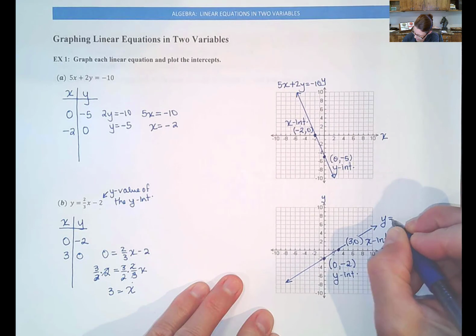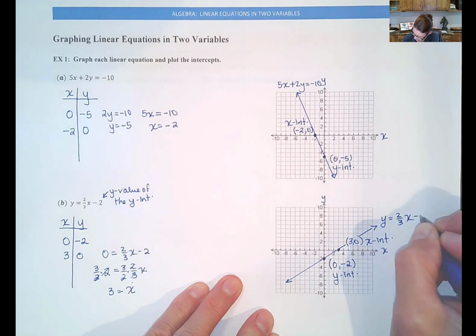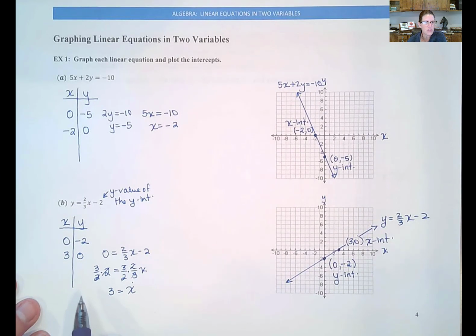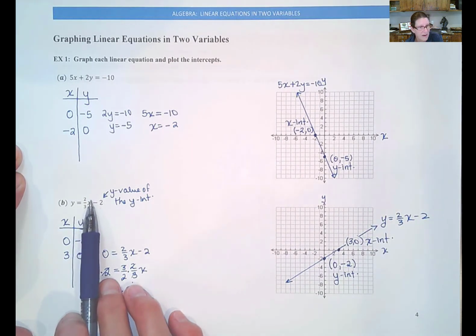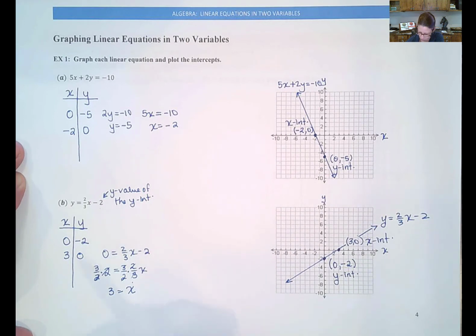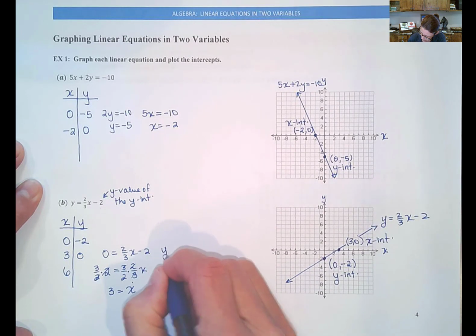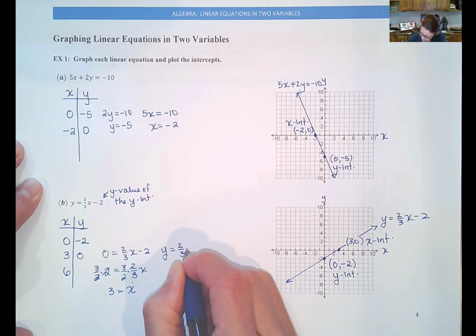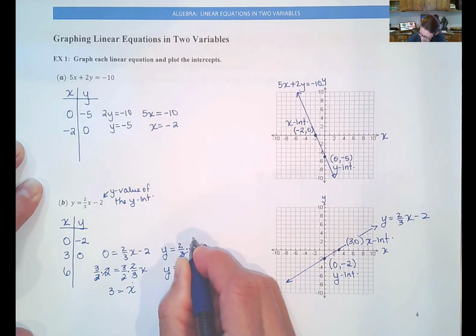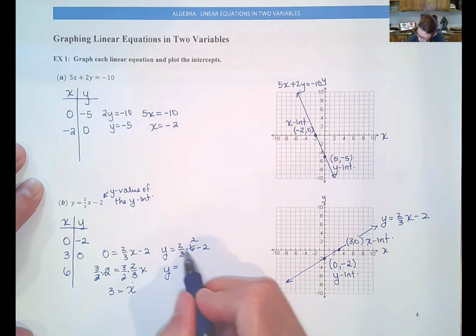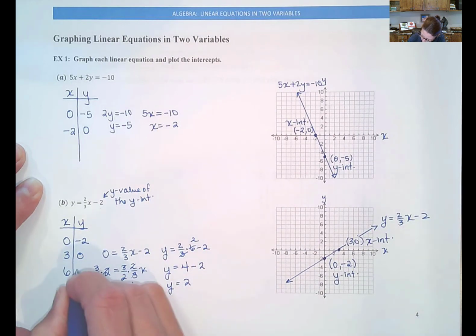And that's the equation y equals 2/3 x minus 2. Now, one thing to mention here, if you wanted to find a third checkpoint, choosing x values that the number 3 will divide into will allow you to avoid fractions. For example, another good choice for x would be 6. That would give y equals 2/3 times 6 minus 2. 3 divides into 6 evenly 2 times. 2 times 2 is 4. And 4 minus 2 is 2.